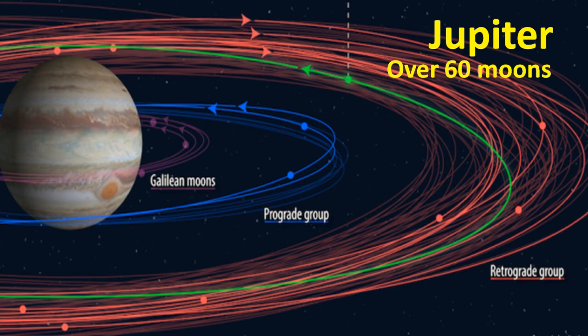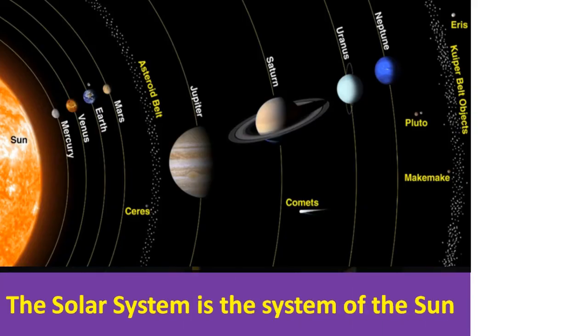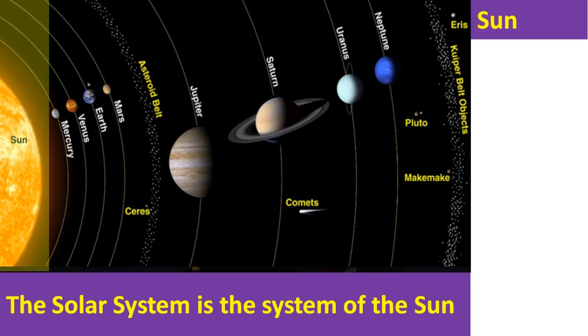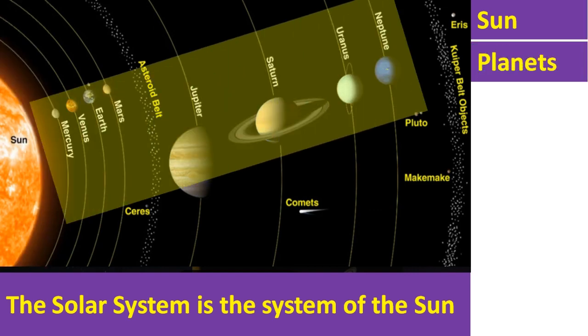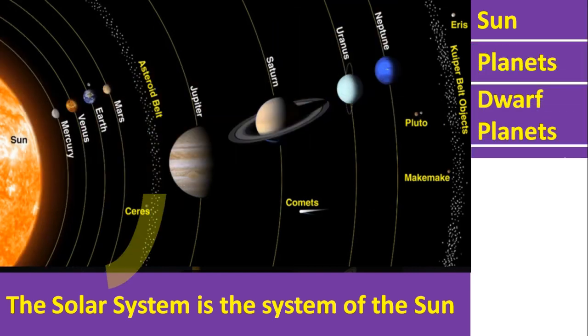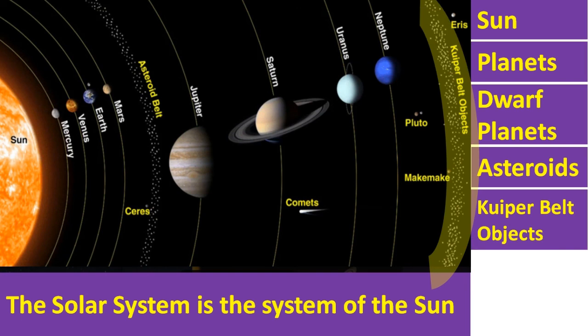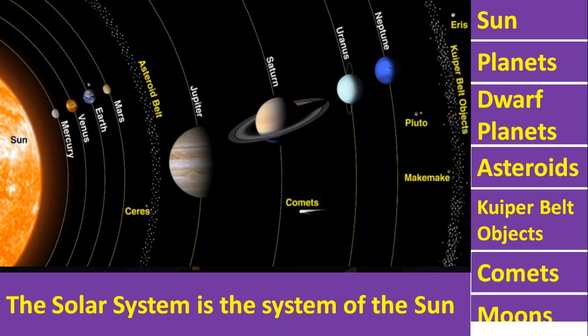In conclusion, the solar system is the system of the Sun. It comprises the Sun, which is the main object, and at the center of the system, the planets, the dwarf planets, asteroids, Kuiper Belt objects, comets, moons of the planets, and so on. In the next classes, we will be learning about each of these objects in greater depth.